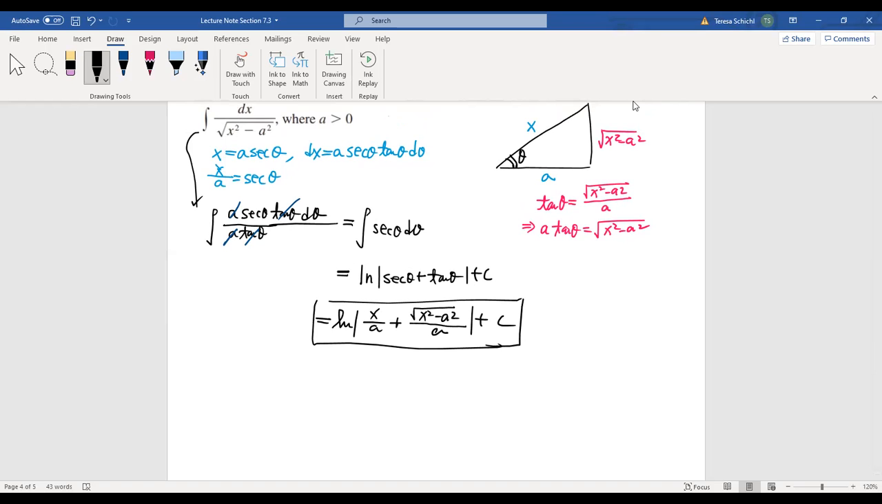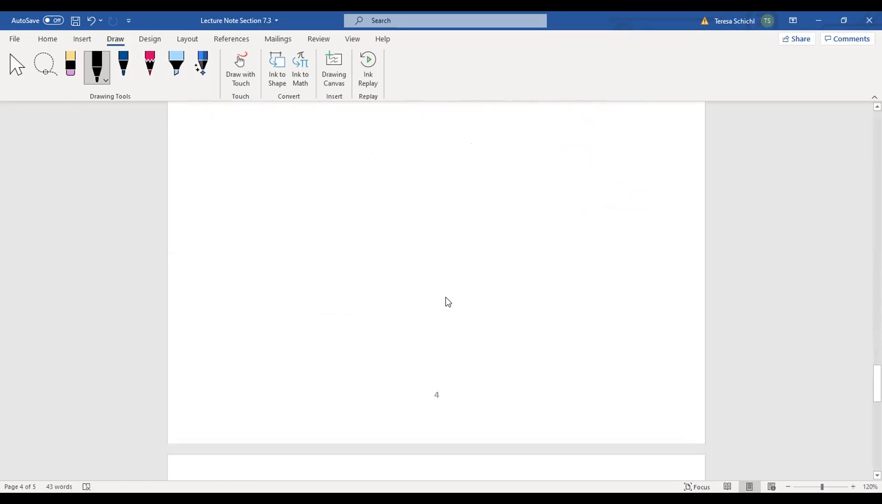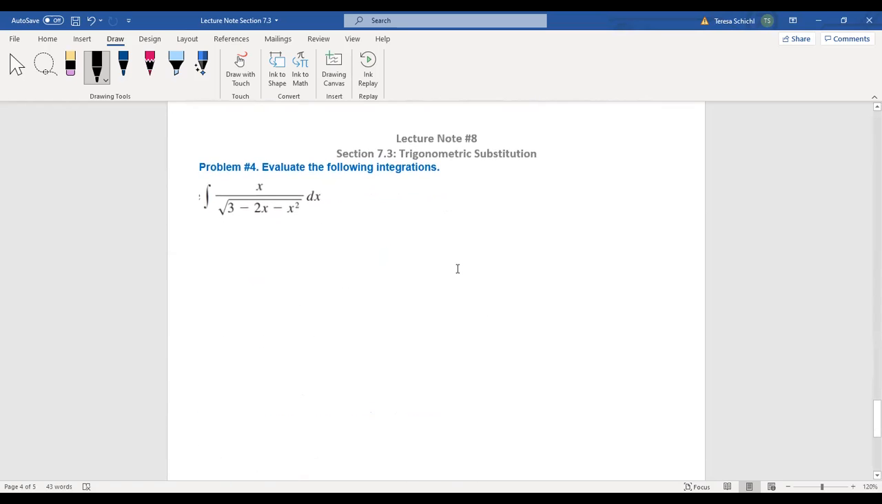Okay, now let's take a look at the last one. This one is a little tricky. We need to remember how to do this. Here we have the square root of 3 minus 2x minus x squared. The formula we have is always like a squared minus x squared or x squared minus a squared. I never have something like 3 minus 2x minus x squared. So what do I need to do here? For this type of problem, this is your trouble term; it doesn't match the standard form we are looking for.